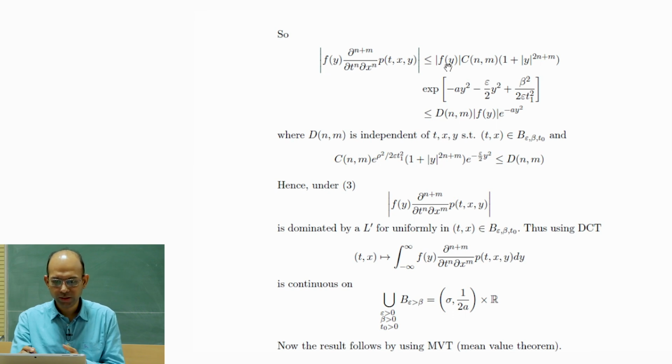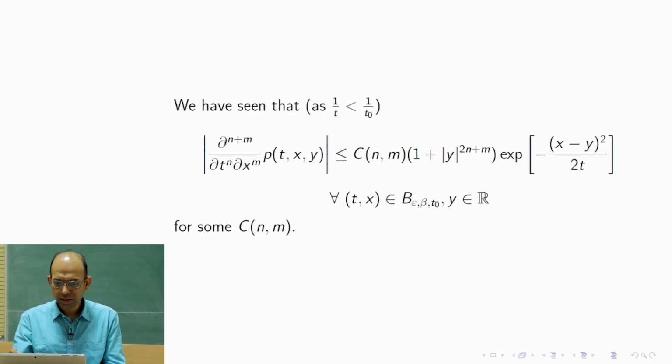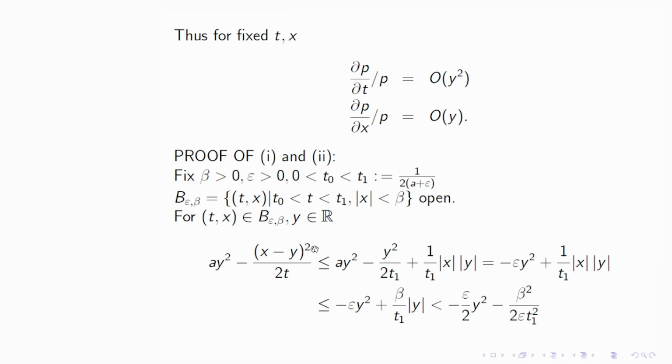So, next what we see is that if we now have f of y also multiplied with this, then we have mod of f y on the right hand side also, okay. Then this mod of f of y is here, and here whatever e to the power of that expression was there in the earlier slide, e to the power of minus x minus y whole square by 2t of this thing, okay. So, a y square minus x minus y whole square by 2t. So, this thing is dominated by minus epsilon by 2 y square minus beta square by 2 epsilon t 1 square. So, I did not have a y square there, I just had this expression, but of course, I can add and subtract a y square, okay.